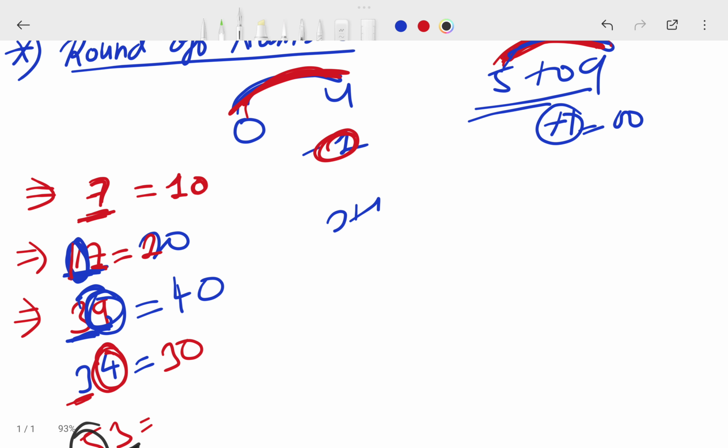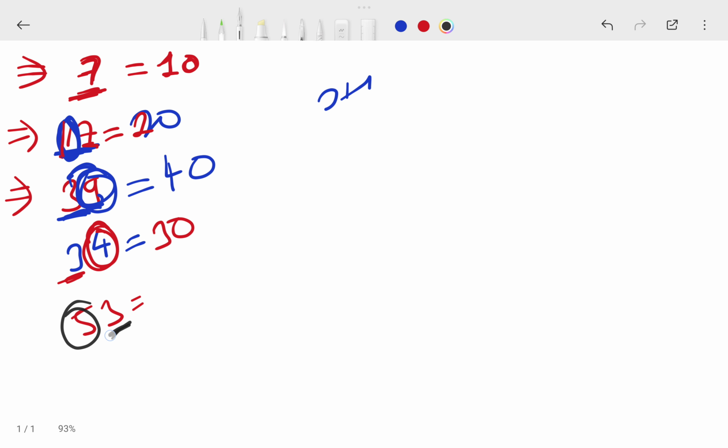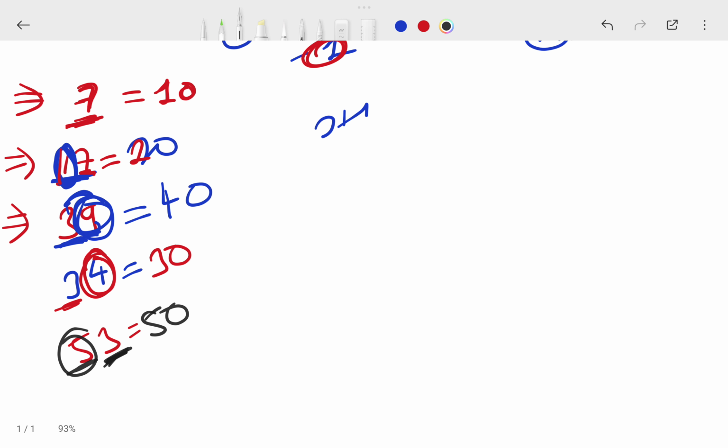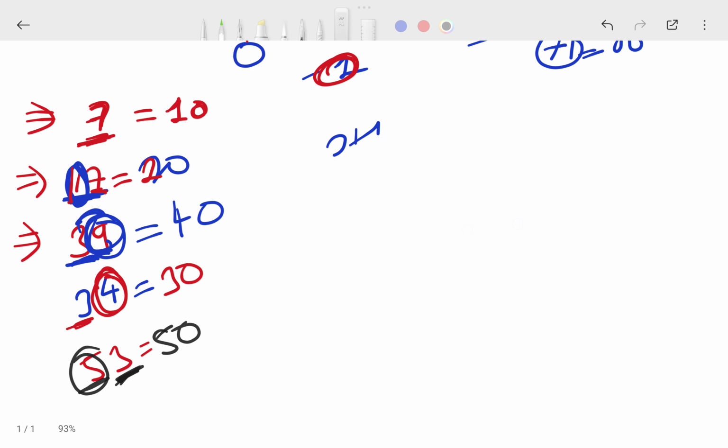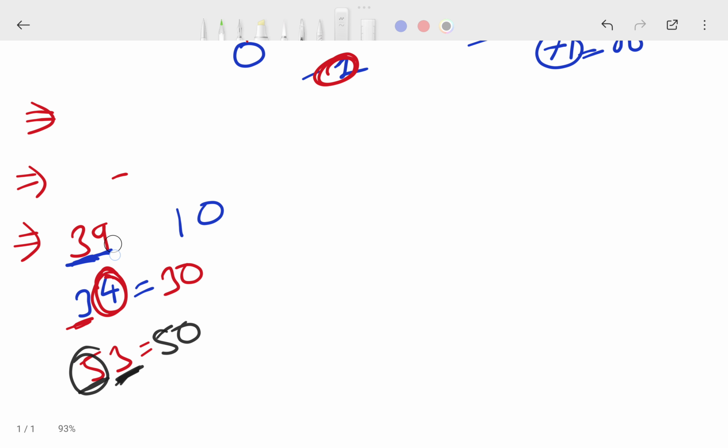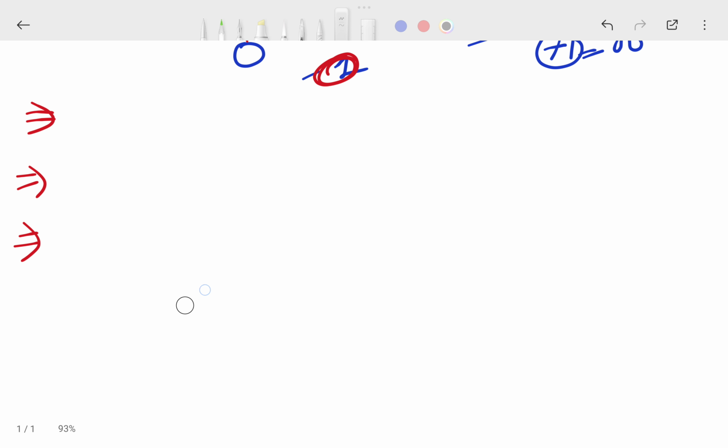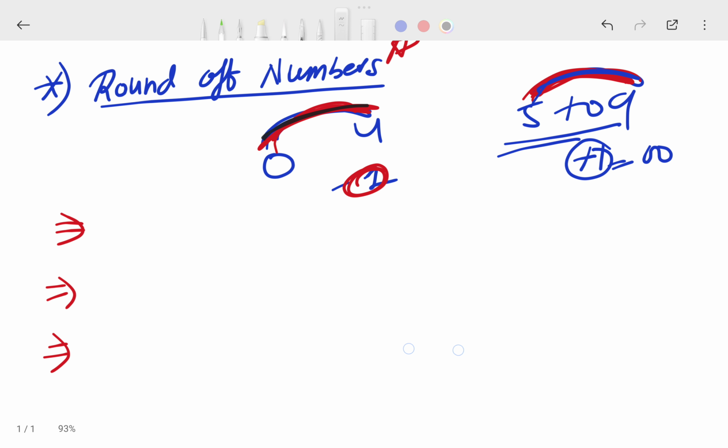Where this 3 comes between 0 to 4, it means it becomes 0. Whatever is there will be the same, but this 3 becomes 0. So generally this is called place value. This is rounding up numbers. Actually, I will explain this in more detail. It's just for a basic understanding.